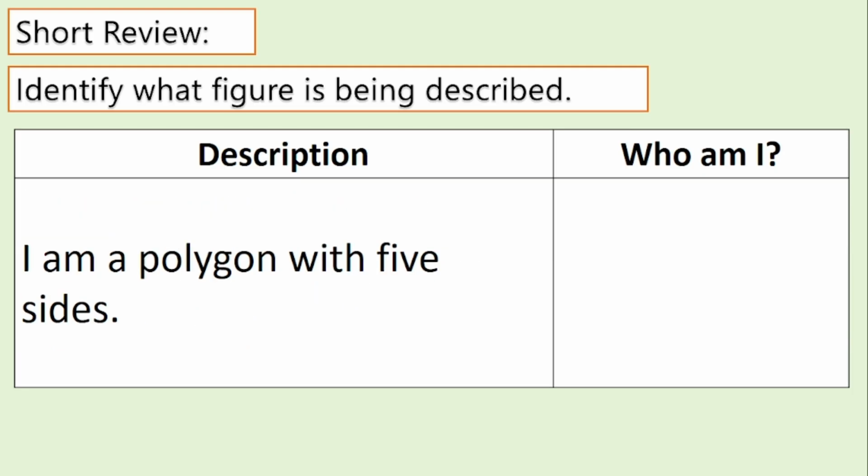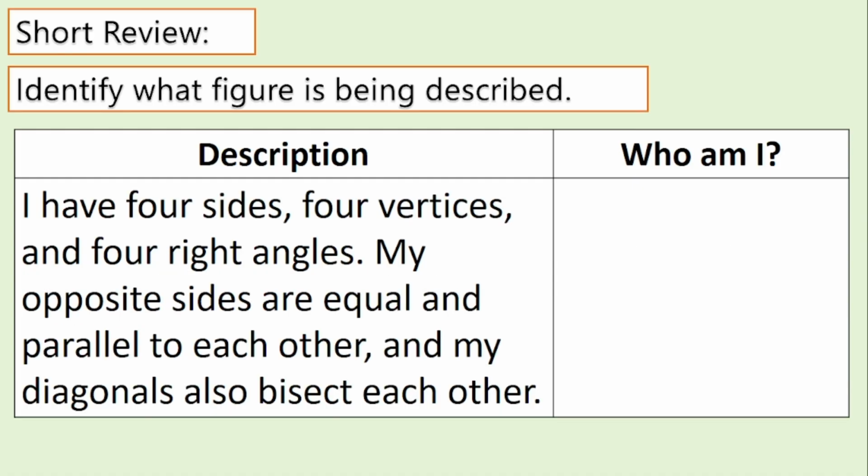I am a polygon with 5 sides. Who am I? Pentagon. I have 4 sides, 4 vertices, and 4 right angles. My opposite sides are equal and parallel to each other, and my diagonals also bisect each other. Who am I? Rectangle.